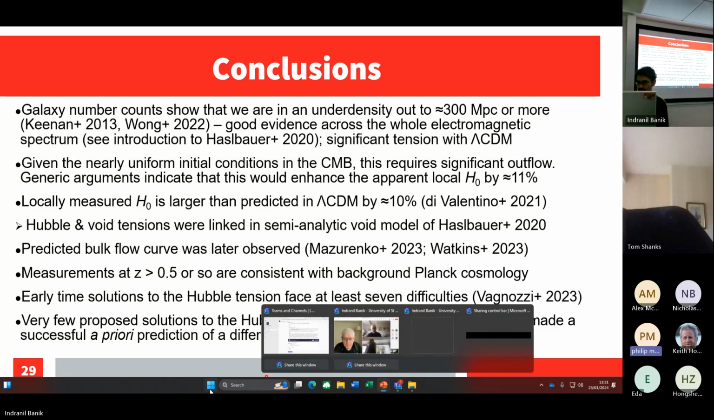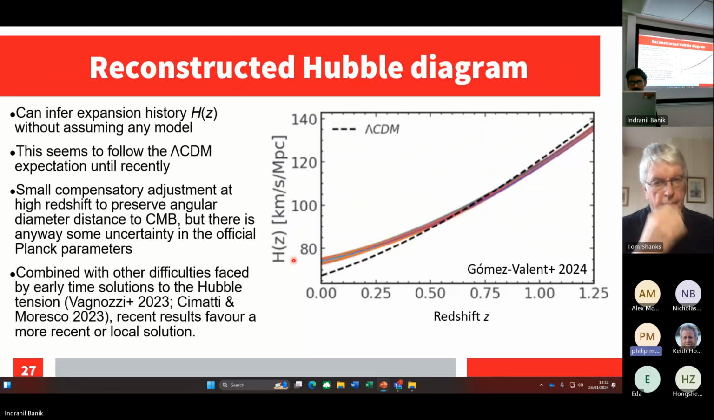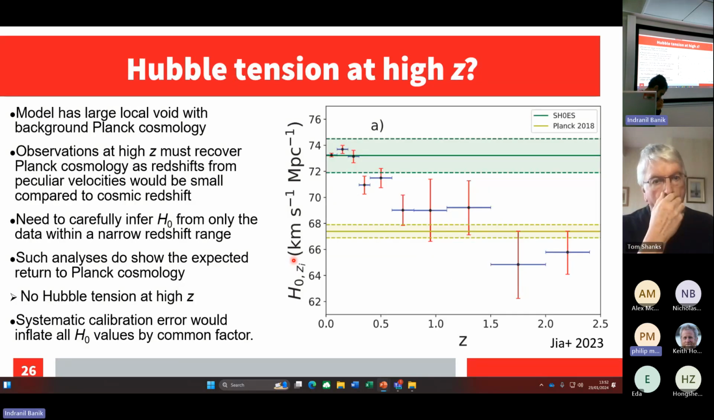One of the things I want to ask is this. When we look back at delta T over T, we're seeing a signal that is produced at last scattering, travels all the way to us, and then we measure. Now, you're saying that at redshift less than 0.5, that signal gets modified. It seems that the entire analysis of delta T over T would have to be modified and not just H0.